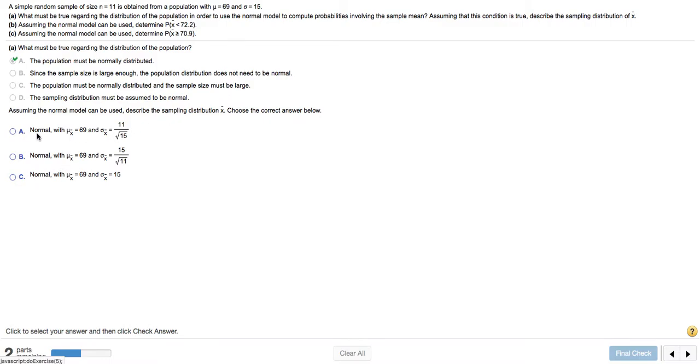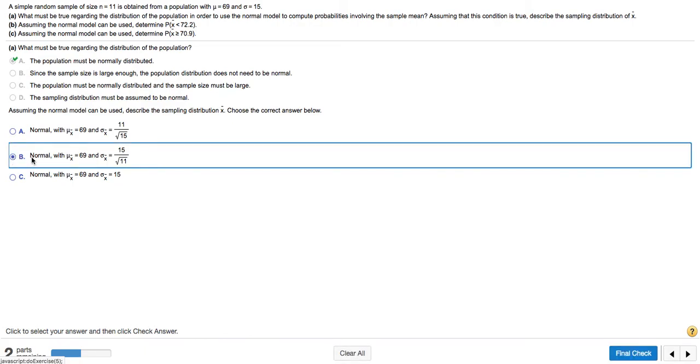Well, we know that the sampling distribution must be normal. The mean of the sampling distribution actually equals the mean of the original distribution. I'm seeing that they're all the same. But for the standard deviation, that's going to be this value divided by the square root of 11. And it looks like the choice that best reflects all of that is going to be B. The sampling distribution is normal, the mean is 69, and the standard deviation is 15 over the square root of 11.